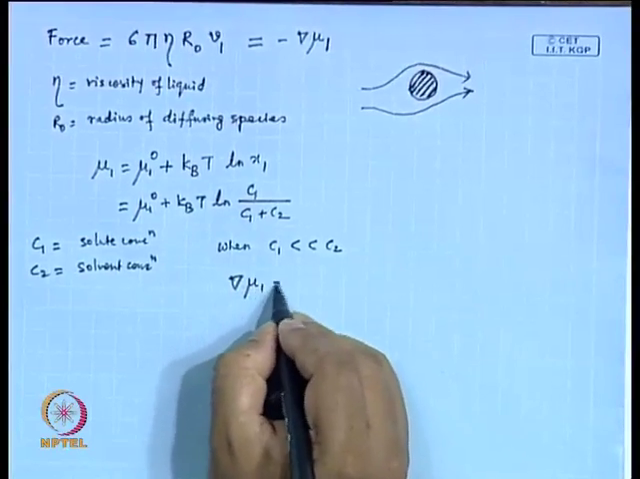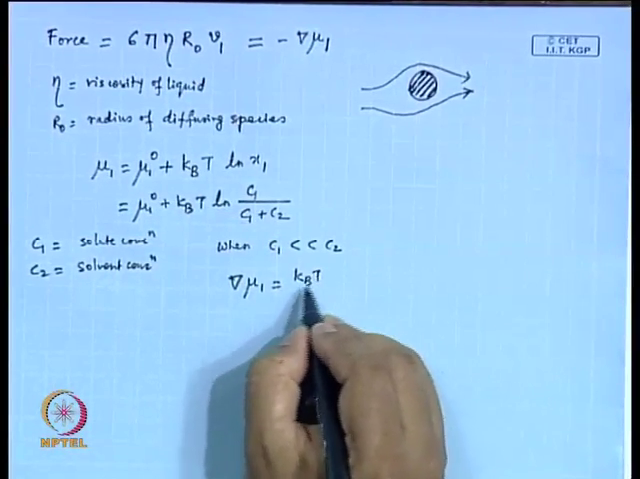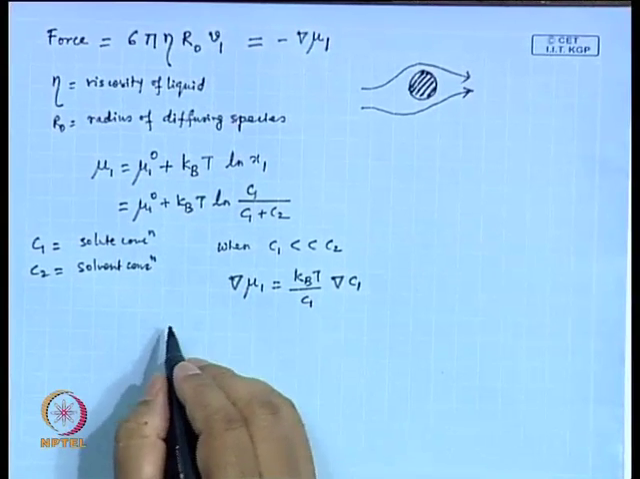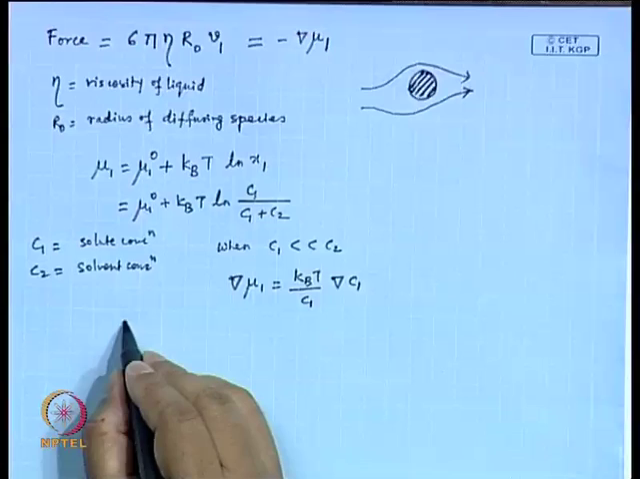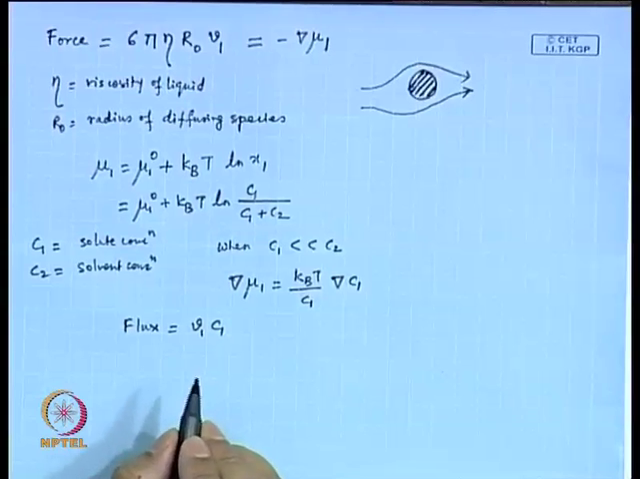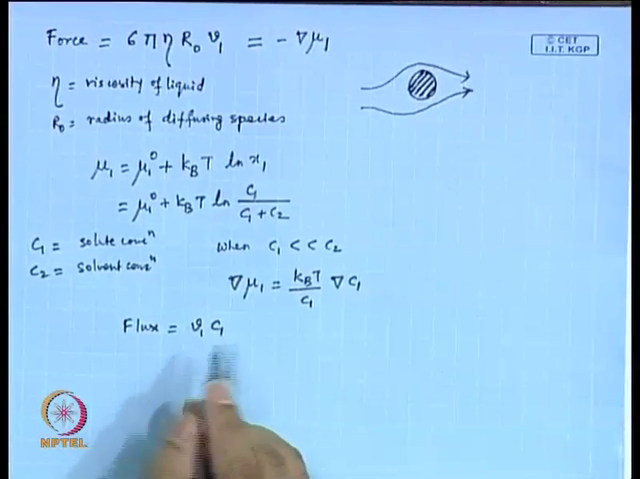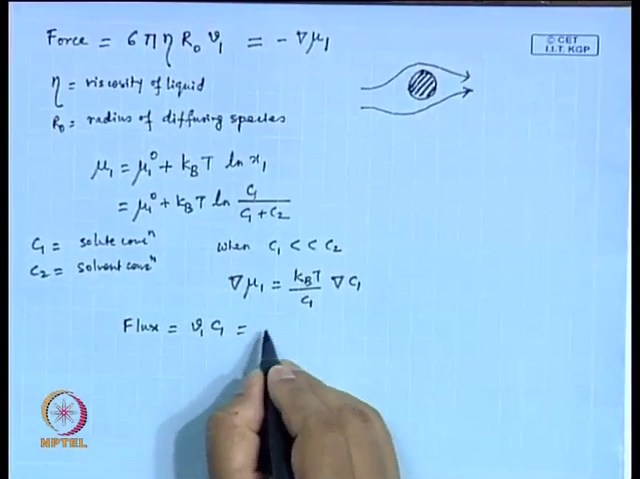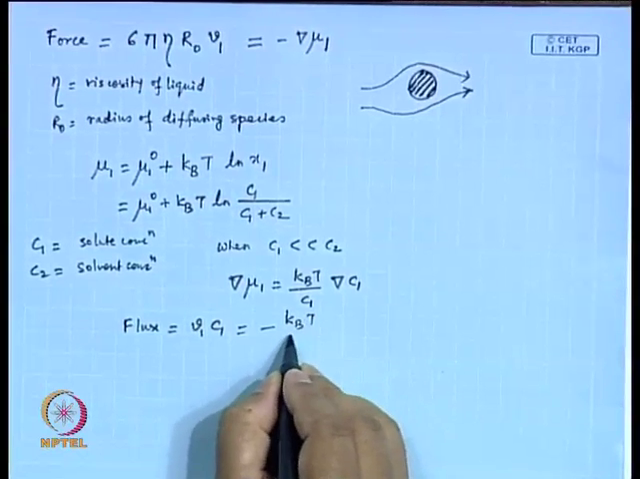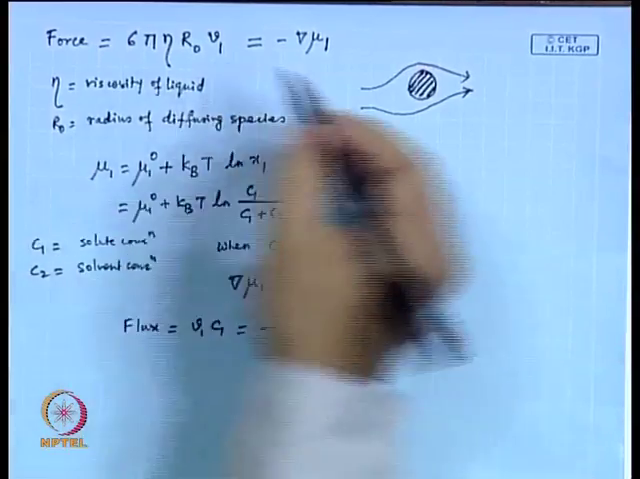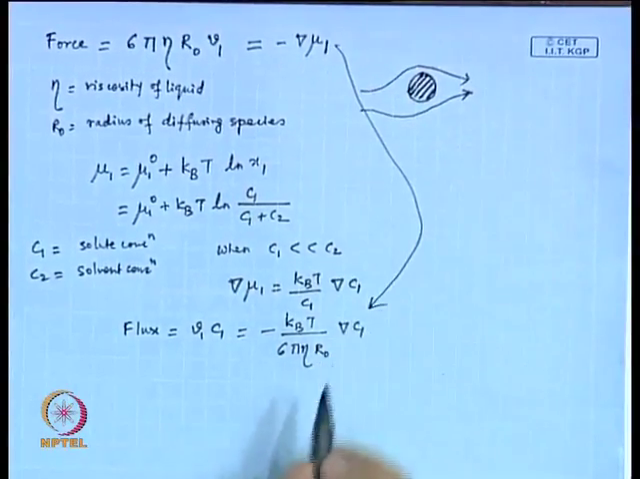you can write grad of mu1 equal to, from this expression, kBT by C1 grad of C1. Okay. And in the context of mass transfer, the flux is equal to V1 into C1, the solute concentration and the velocity of that rigid sphere. So, you can write this as minus kBT divided by 6 pi eta r0 grad of C1, because you are invoking this formula here. All right.